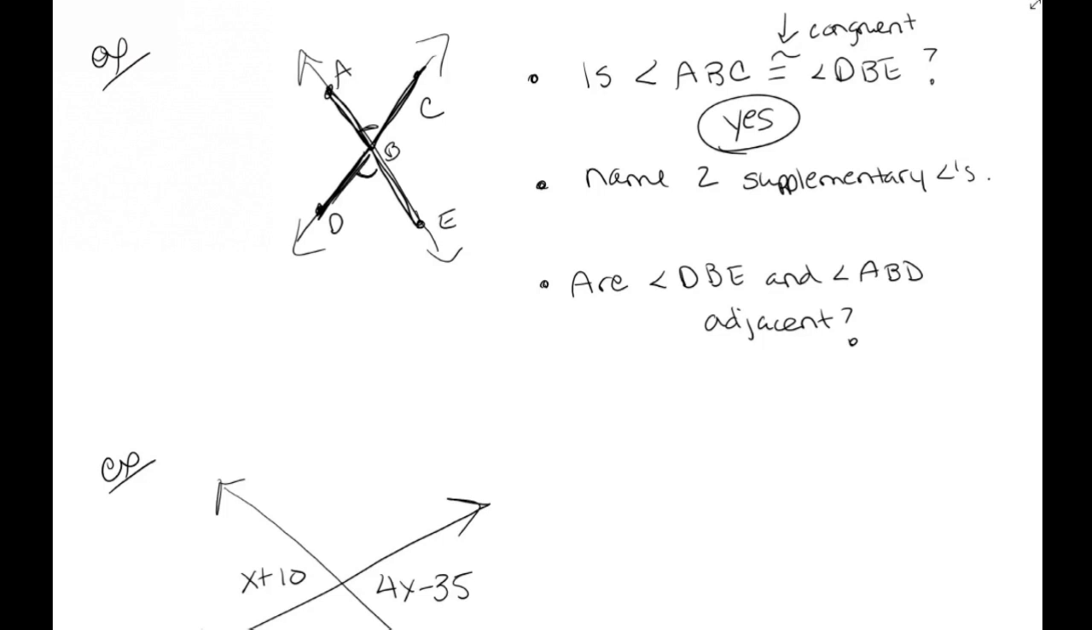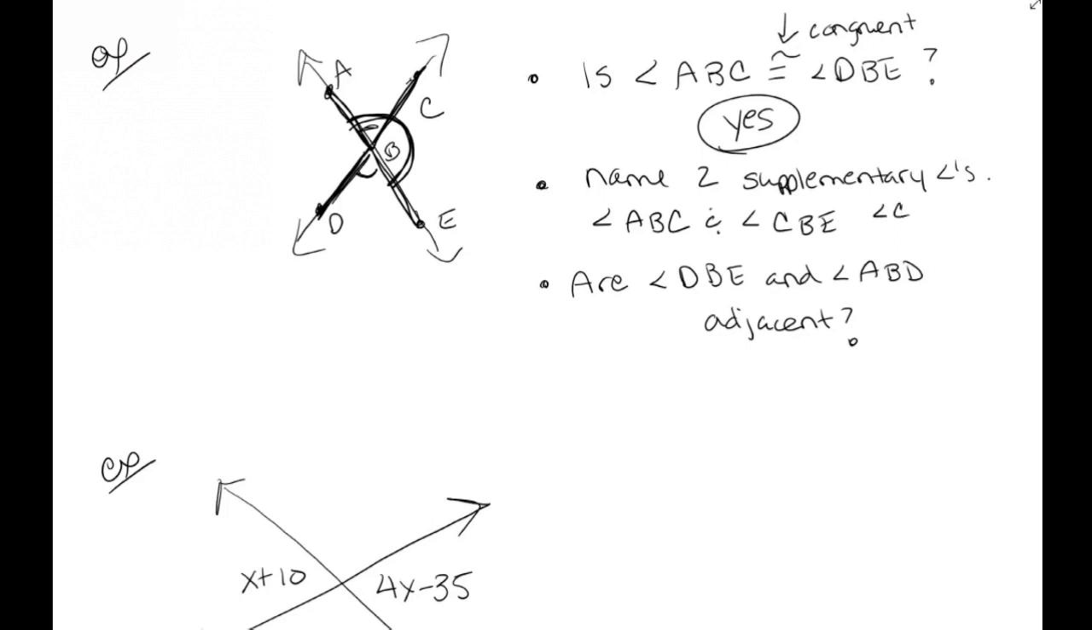Okay, now can we name two supplementary angles? So we need angles that are going to add to a straight line. So let's take these guys right here. That would be angle ABC and angle CBE. This is practice for you about naming your angles. We practiced a little bit earlier. We could do one more. I'll squeeze it in here.